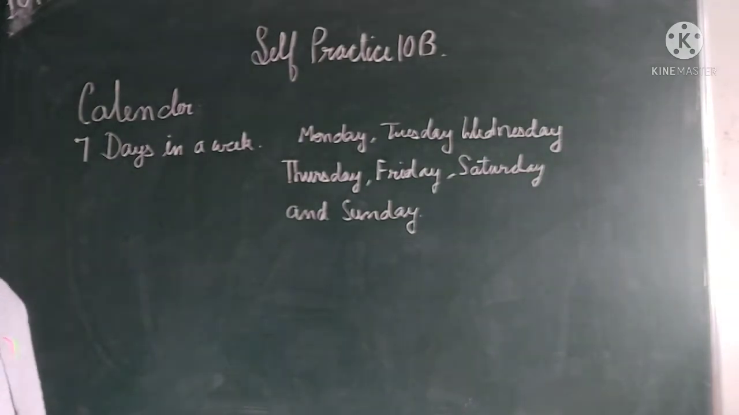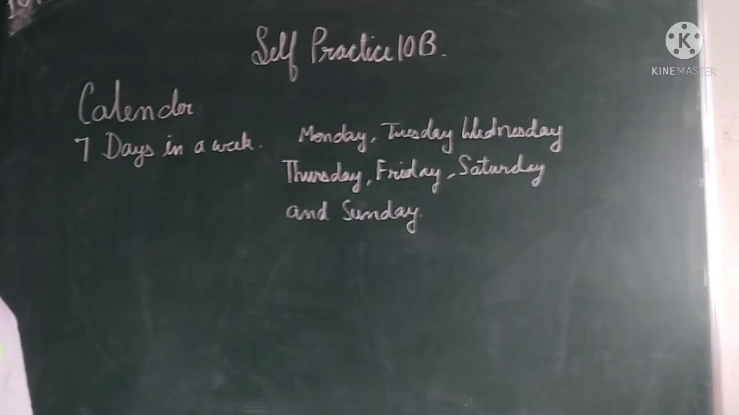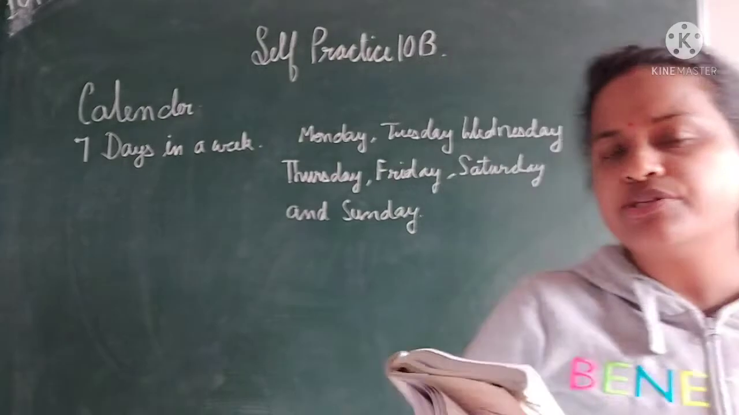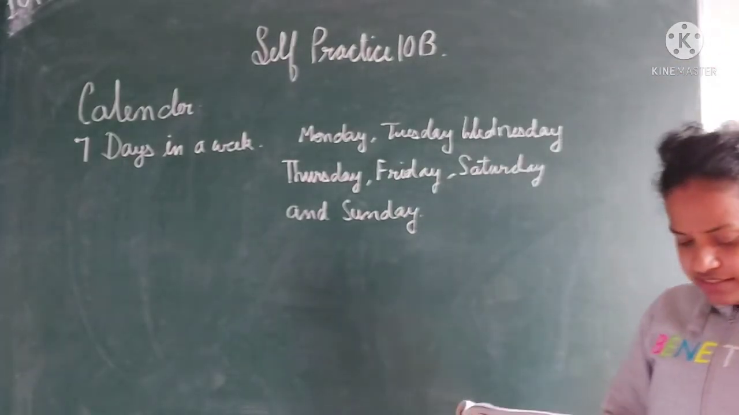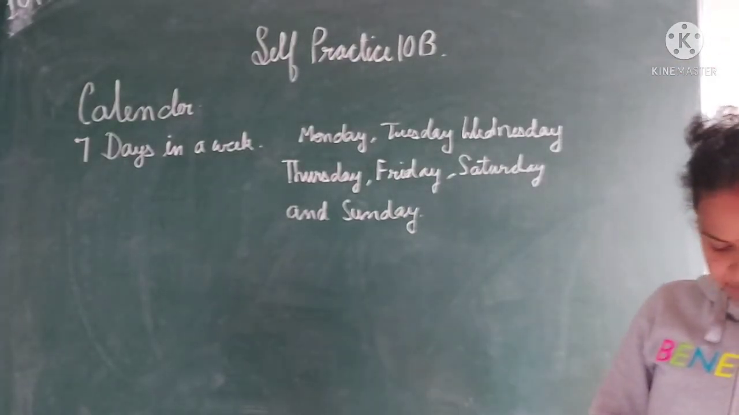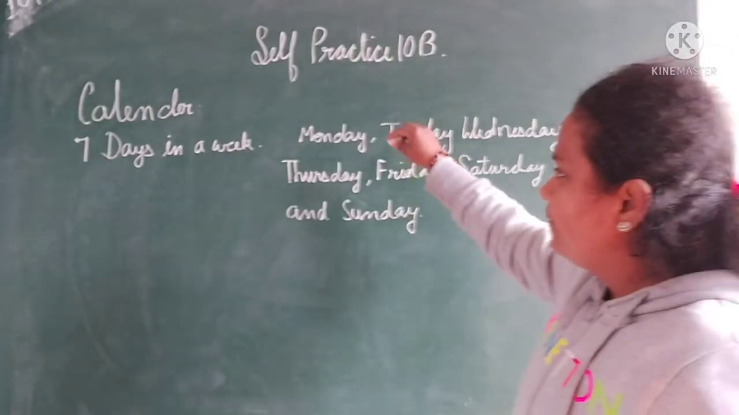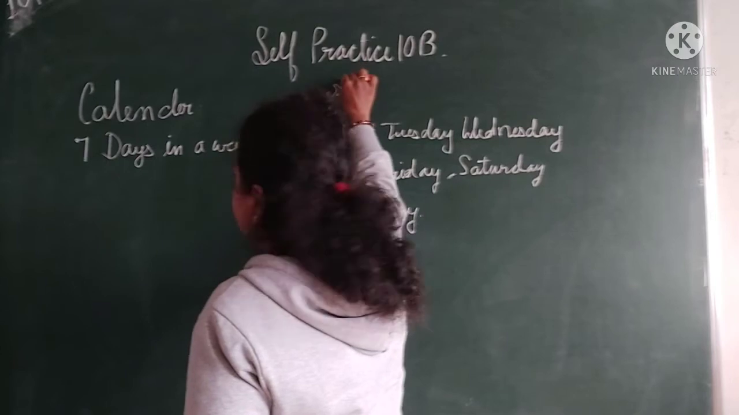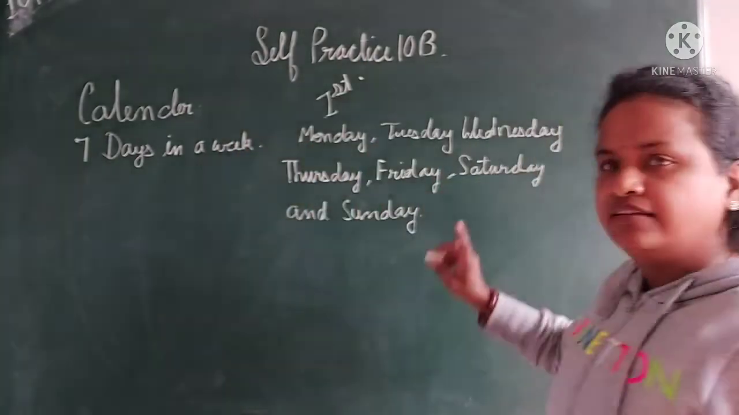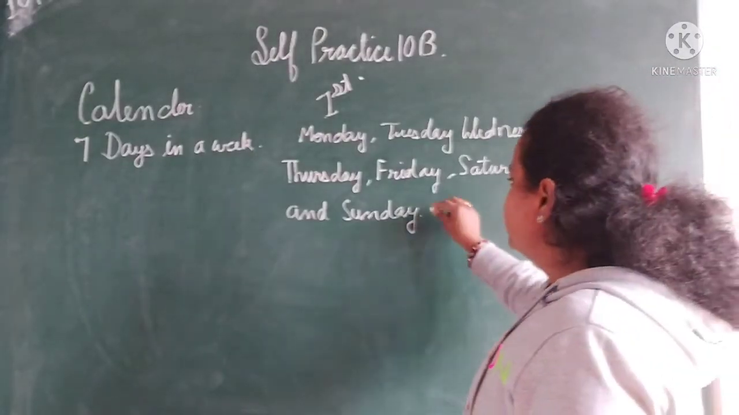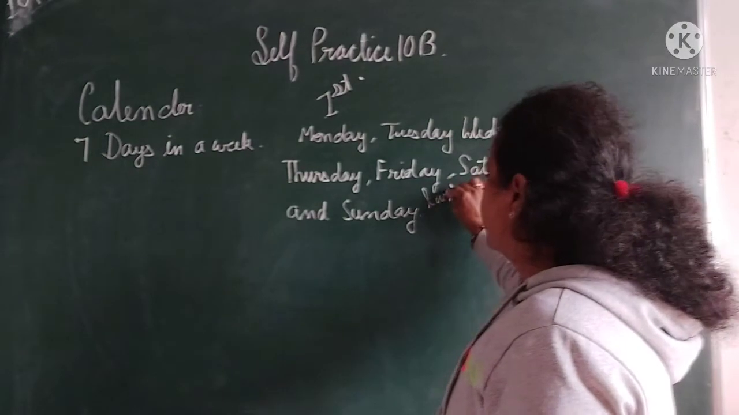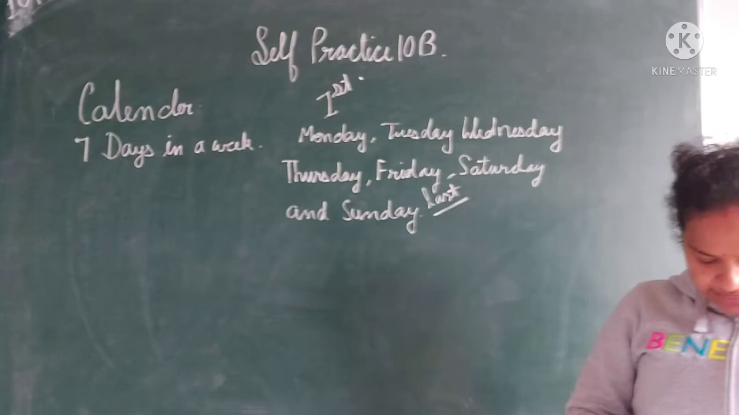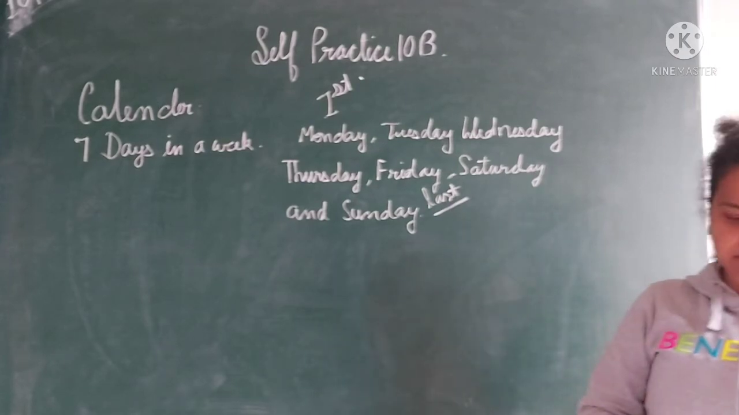So total how many days are there? 7 days, and they are being given different names. 7 different names are also there, na? Which is the first day? Monday. First day, as it is coming first. And which is the last day? Sunday, because Sunday is coming at the last. First day is Monday and last day is Sunday of the week.